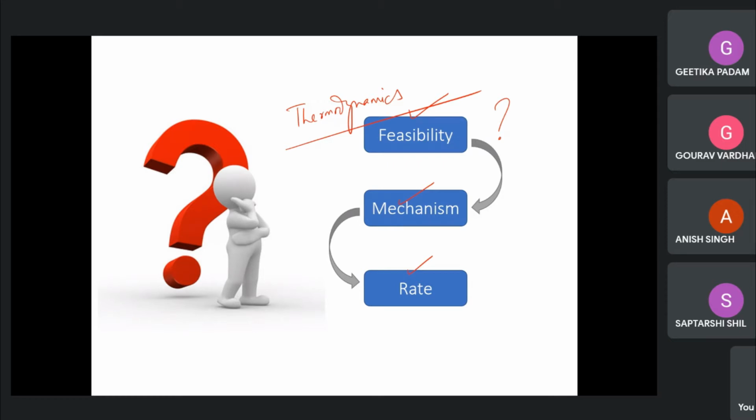Any branch of science you go to, engineering science, medical science, anywhere, both basic science or applied science, you will find thermodynamics as a common topic, as a common paper also. Many branches of engineering have thermodynamics as a separate paper also. So thermodynamics actually helps in finding the feasibility.